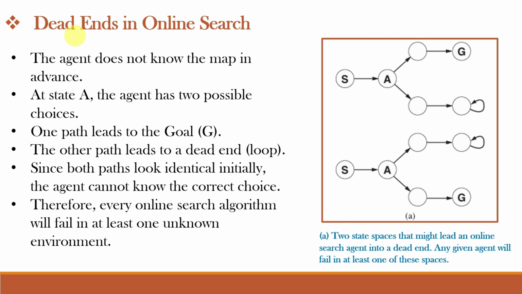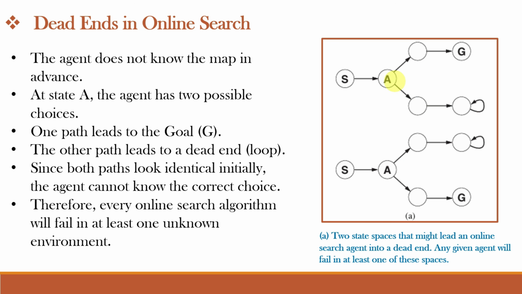Now let us understand one important limitation of online search. In an online search, the agent does not know the complete map. It only knows the current state and the available actions. For example, say this is one of the possible environments. The agent starts at S. It reaches A. Now the agent has two choices. One branch goes upwards and the other goes downwards, and the agent does not know what lies ahead.